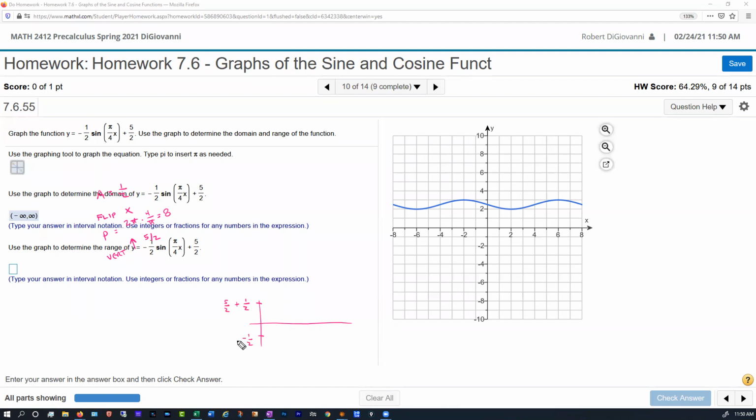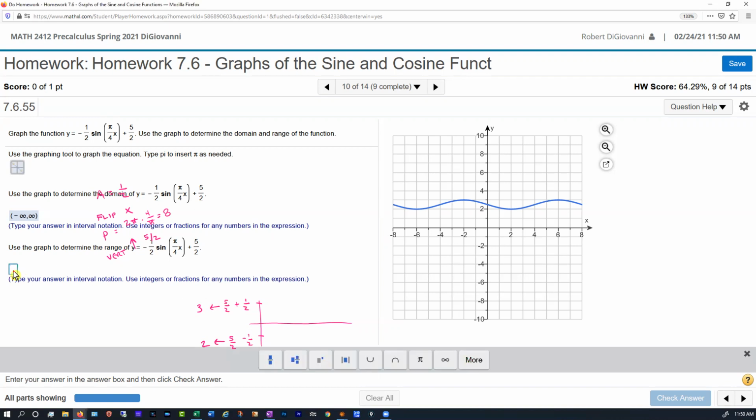Take 5/2 and add a half, that's 6/2, that's 3. And then I do 5/2 add a negative, which is the same as subtraction. So 5/2 minus a half would be 4/2, that's 2. So our range now goes from 2 to 3 instead of from -1/2 to 1/2. Okay, so we get 2 to 3.